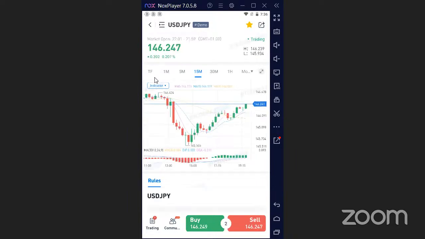I want to show you another thing that is very, very important. Whenever you are placing a trade, there's what we call stop loss and take profit. Whenever you see somebody writing SL or TP, they are just short for stop loss and take profit.